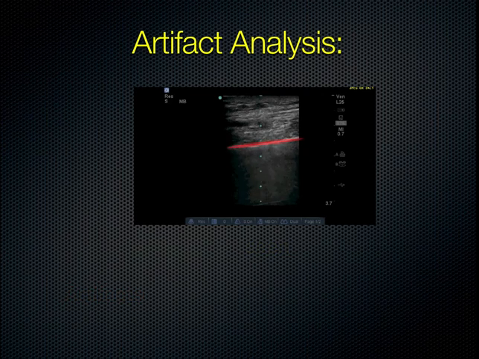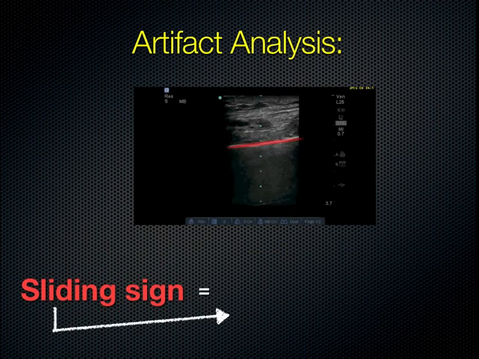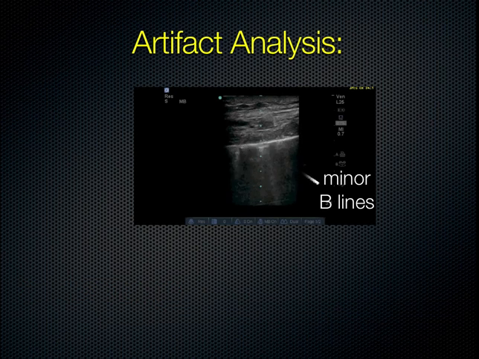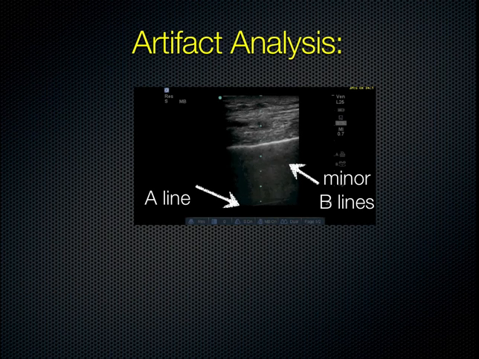Here is the visceral parietal pleural interface, and what we're seeing here is the sliding sign. And it tells us that the visceral parietal interface is intact. In other words, the visceral pleura is adjacent to the parietal pleura, and they're sliding against each other. You can appreciate these very small B lines that show you the motion. The motion at the sliding sign at the pleural interface looks a bit like ants crawling across or shimmers. We have very minor B lines here, and there's an A line, because this lung is mostly aerated.